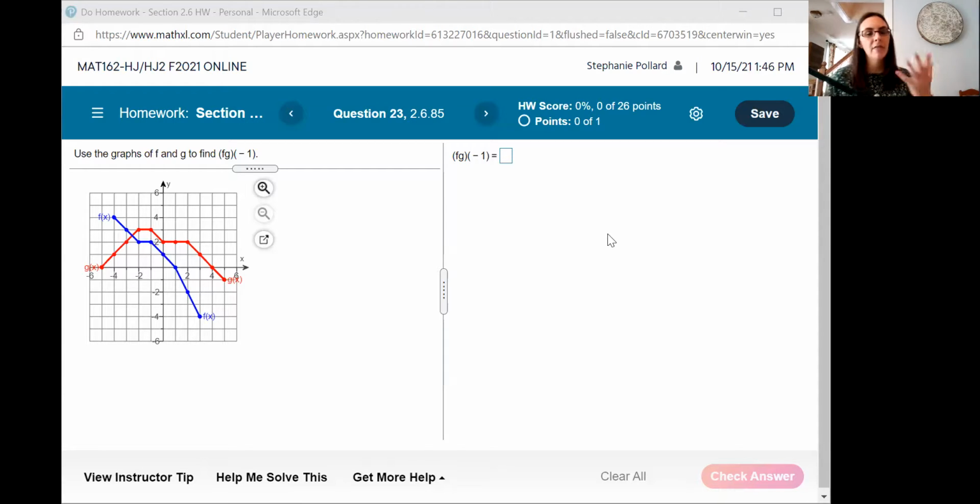Here you have two functions, f and g, and you're asked to find (f times g)(-1). What we've been doing so far is always working with the formulas, right? We've had the formulas, we figured it out that way. And I don't have the formula here. So what I want you to remember is that there is another way that you can find this without a formula, and it's using the following idea.